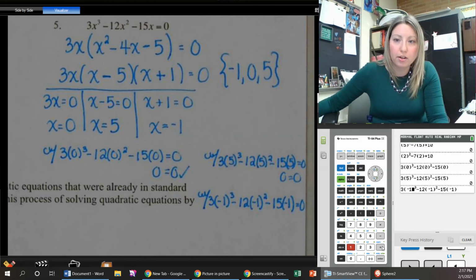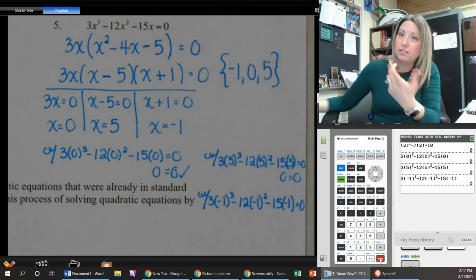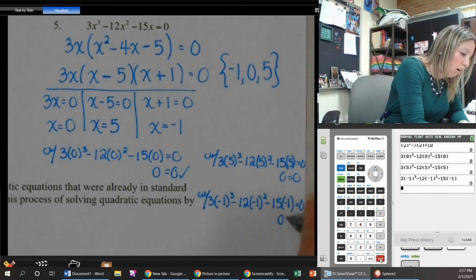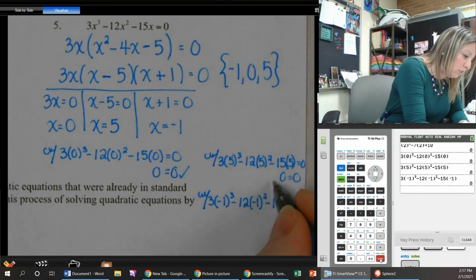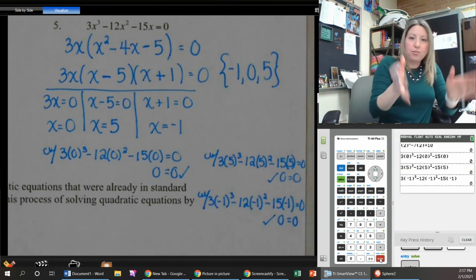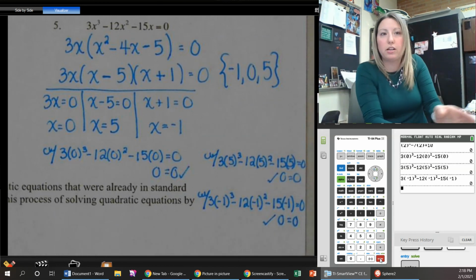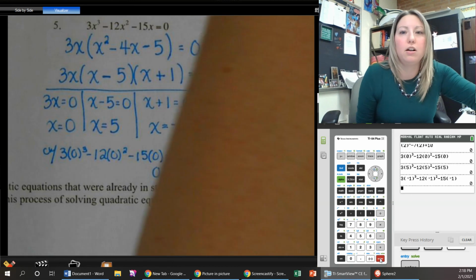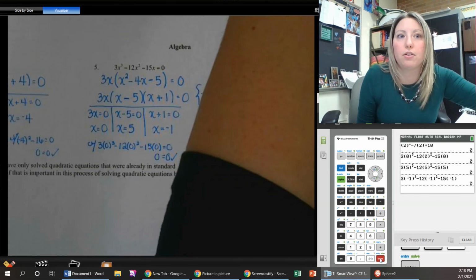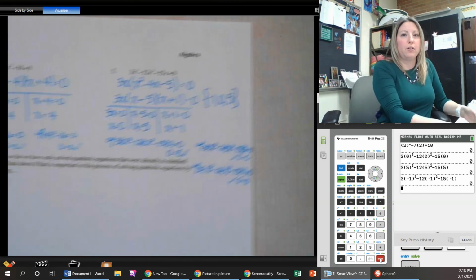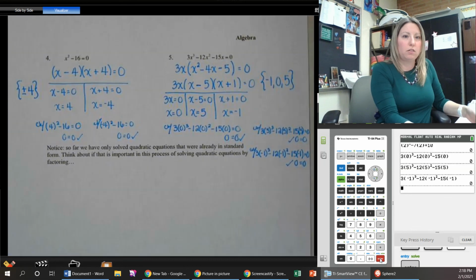And then, of course, plugging all that in, I get 0 again. It checks in all 3 of these, right? All 3 answers checked. And that's what I can use my graphing calculator to help me with. So use that graphing calculator to help you on these.